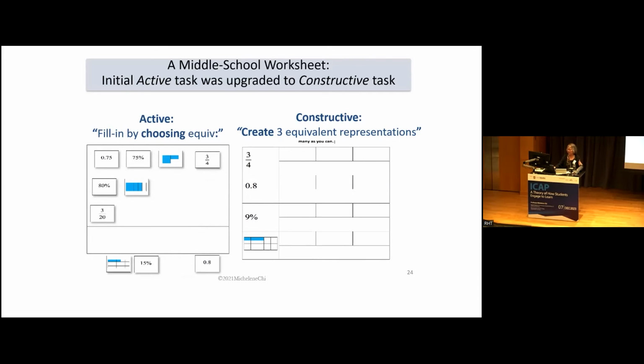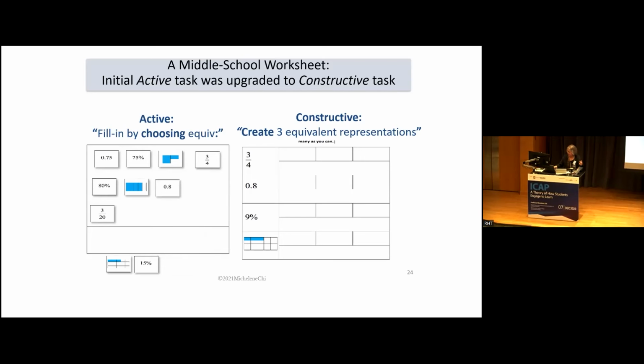You ask the kids to pick among these answers and fill it in, right? You really choose the equivalent. So that's active because you're not adding in new information. And the teacher modified it to the constructive activity on the right, that is, to create 3 equivalent representations. So this change from choosing or filling the blank to constructive is a very common upgrade, since choosing is a very common activity.